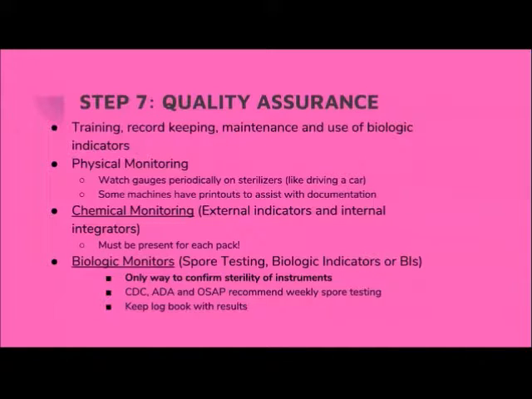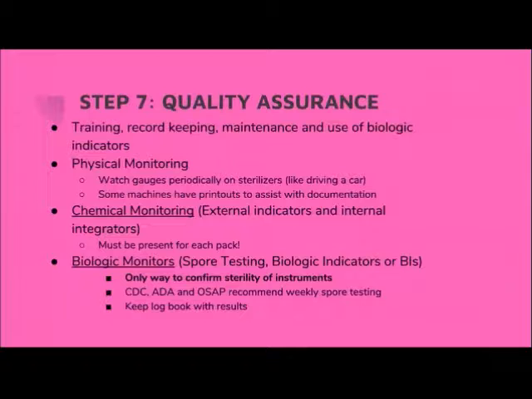Chemical monitoring are the outside and inside integrators and indicators on the package that change color. So I say chemical monitoring and color changing. They both start with a C, easy to remember. And then the last type that we haven't talked about is the biologic monitor. And the biologic monitor is the spore.